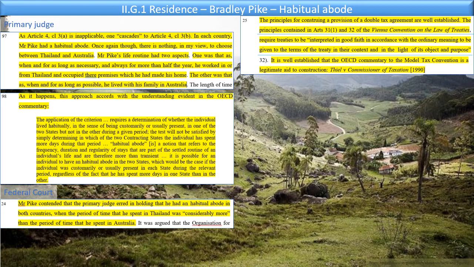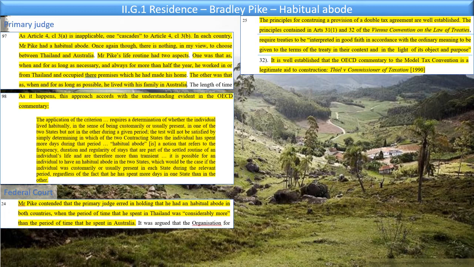And then they go on and they say the principles for construing a provision of a double tax agreement are well established, and we talked a little bit about this before, about looking at the ordinary meaning of the words and all that stuff. And then it says the principles contained in Article 31(1) and 32 of the Vienna Convention on the Law of Treaties require treaties to be interpreted in good faith and in accordance with the ordinary meaning given to the terms of the treaty in their context and in the light of its object and purpose. It is well established that the OECD commentary to the Model Tax Convention is a legitimate aid to construction.